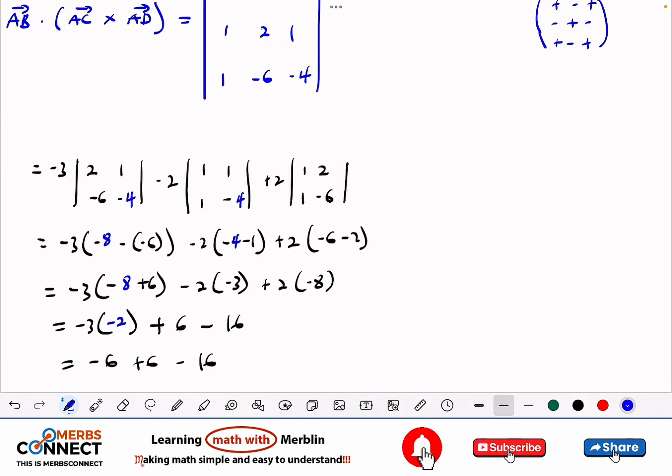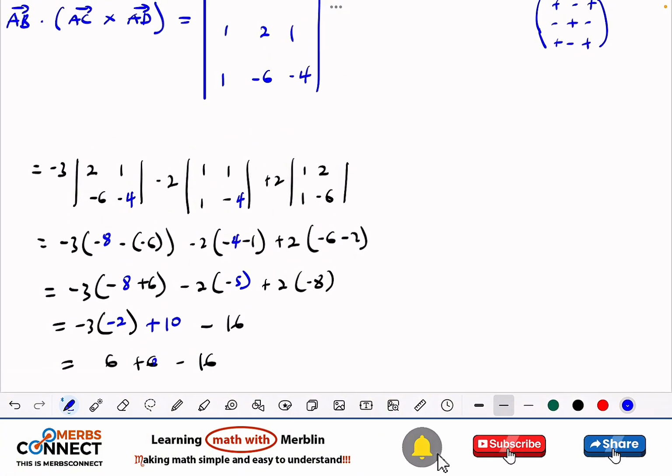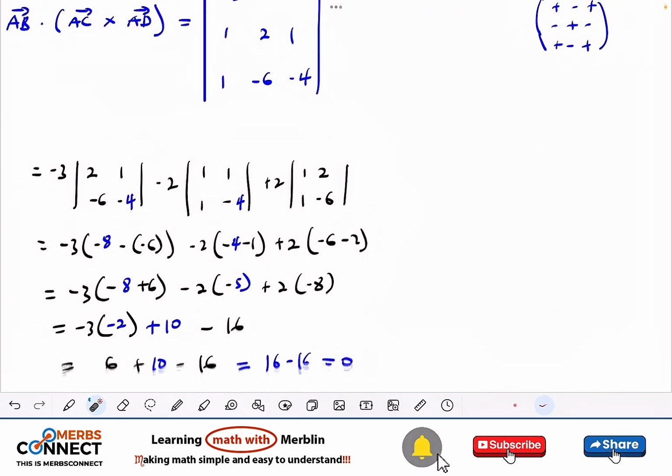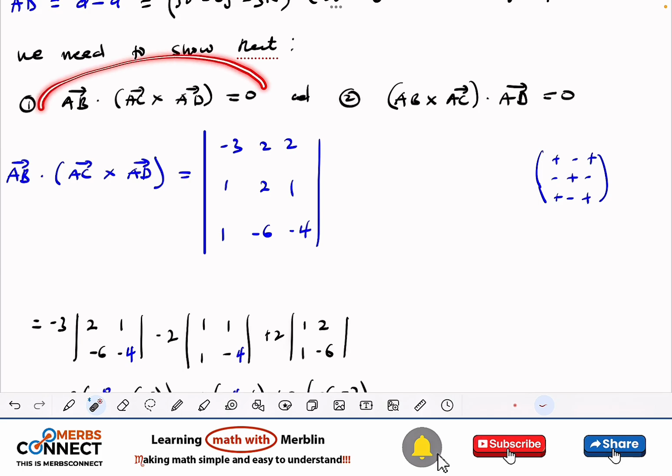Good. Then this is going to be minus 5. So this should be giving us 10 here, plus 10 here, minus 16. So this is going to give us positive, and this is going to give us 10. And indeed, 16 minus 16 should give us 0. Good. So that's what you're going to get at the end of the day, right? So the first one here is giving us 0.